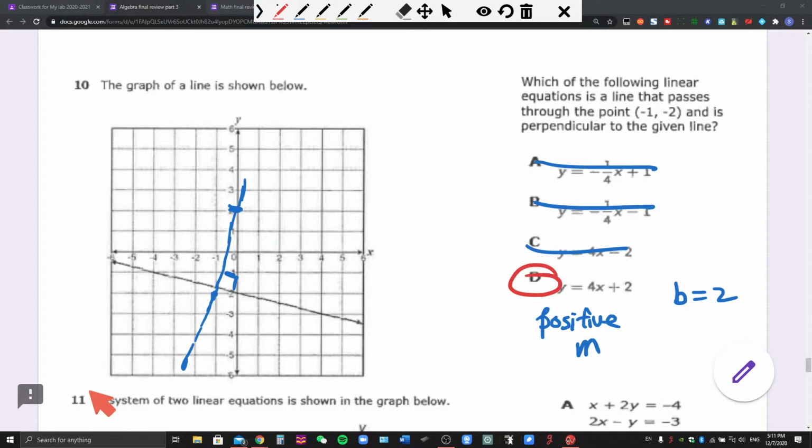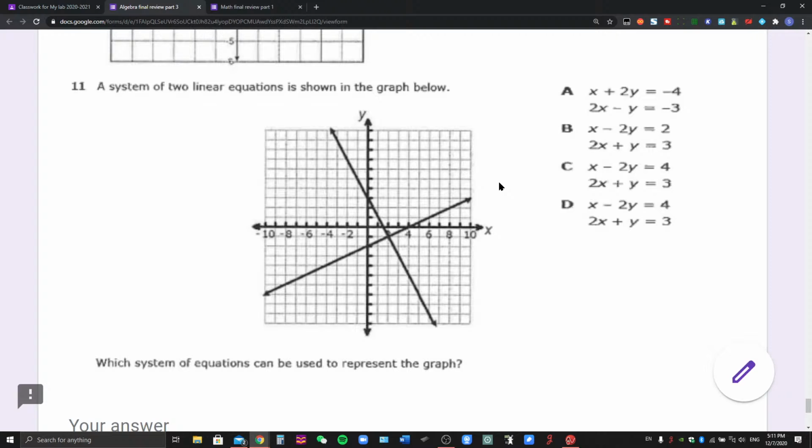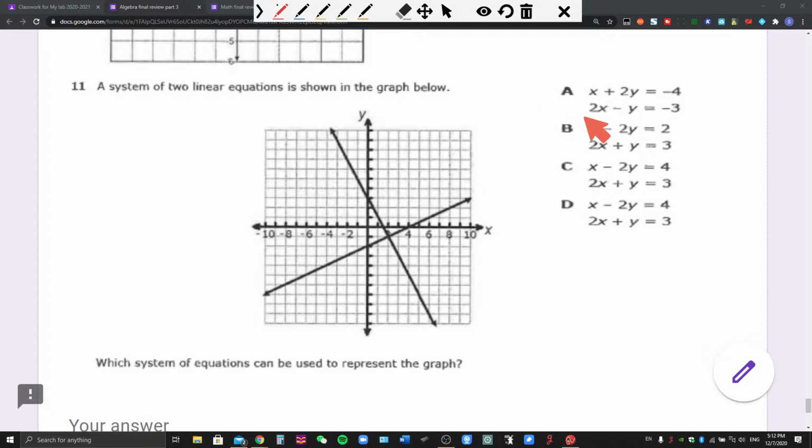Okay. Number 11. A system of two linear equations is shown in this graph. Which system can be used to represent this graph? Okay, so again, you can use the graphing calculator, but probably you will need to graph all of them to tell which is which. Let's think about another way. Let's do the second one first.